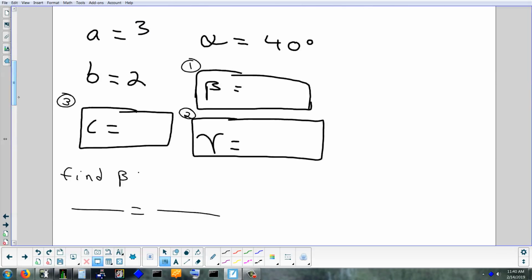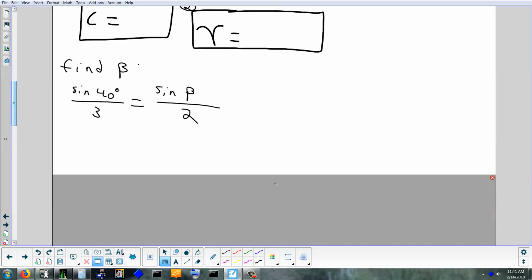Okay, what would go on the left side of that proportion if I want to find beta? The sine of 40 over 3. And what goes on the right side? Joe? Sine of beta over 2. Yep. If you set up your proportion and you have spots with 2 variables, you did something wrong. You should only have 1 variable and 3 numbers.